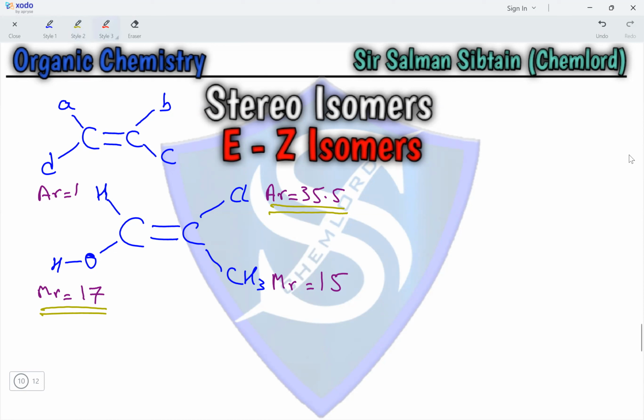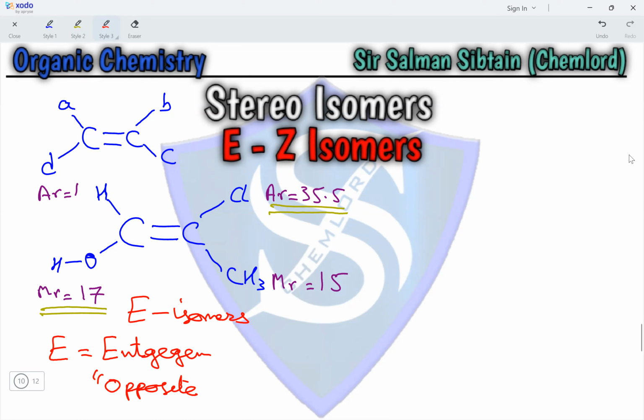Such isomers are called E isomers. E is from a German word, Entgegen, which is German for opposite. So you can see that the higher MRs are on opposite sides. So this is the E isomer.